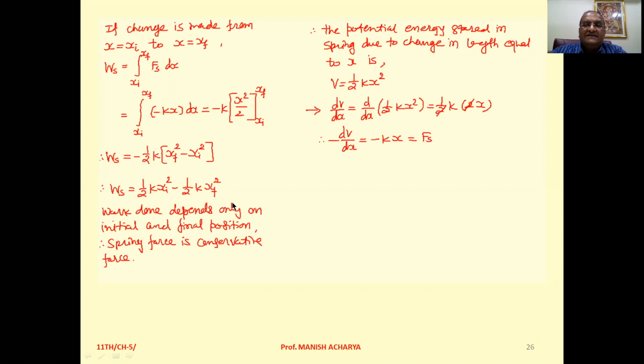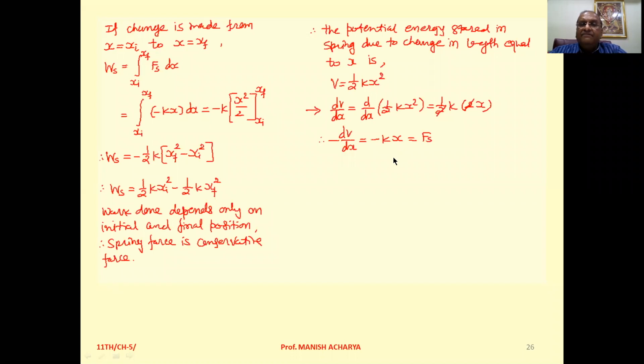It implies that we can say the spring force is also a conservative force. So here we proved that spring force is a conservative force. Clear? Now for a conservative force, force equal to minus dv by dx. So that is proved here.